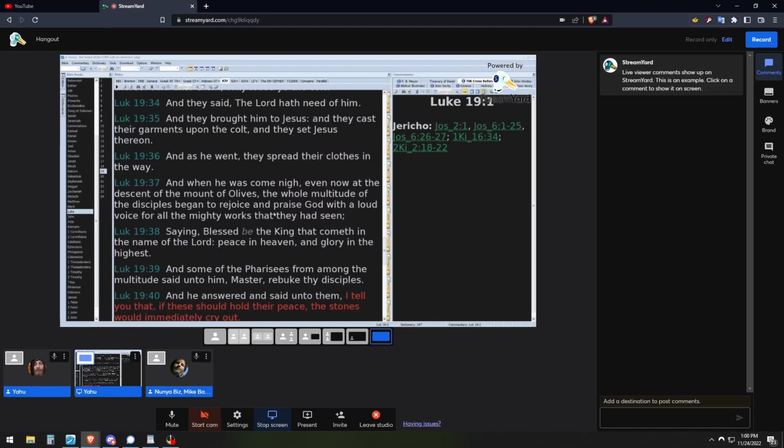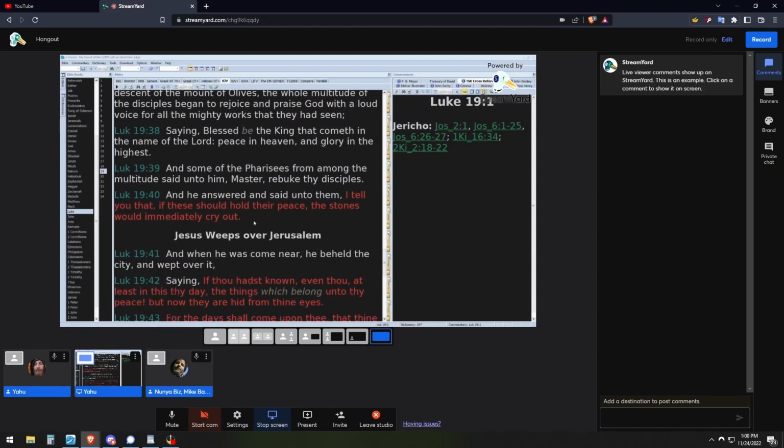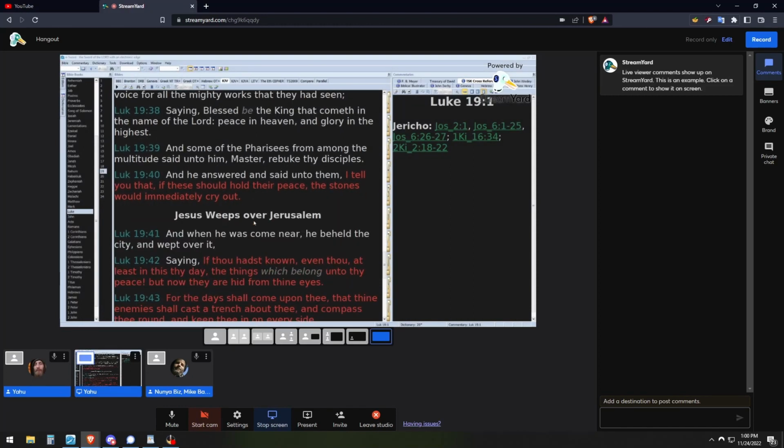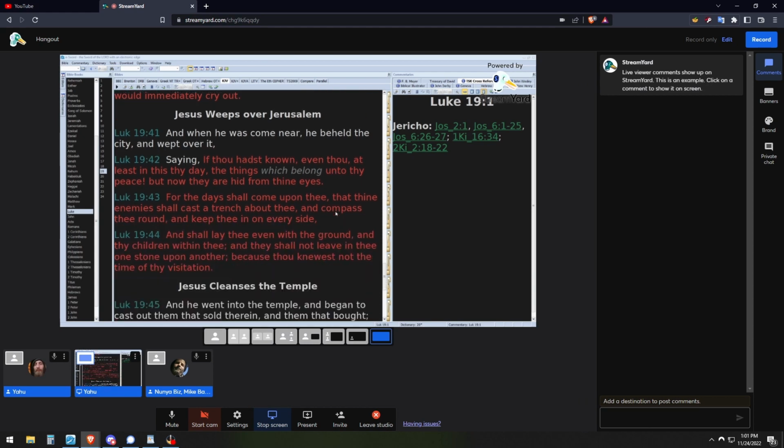Saying, Blessed be the King that cometh in the name of the Lord, peace in heaven and glory in the highest. And some of the Pharisees from among the multitude said unto him, Master, rebuke thy disciples. And he answered and said unto them, I tell you that, if these shall hold their peace, the stones would immediately cry out. And when he was come near, he beheld the city, and wept over it, saying, If thou hadst known, even thou, at least in this thy day, the things which belong unto thy peace, but now they are hid from thine eyes.